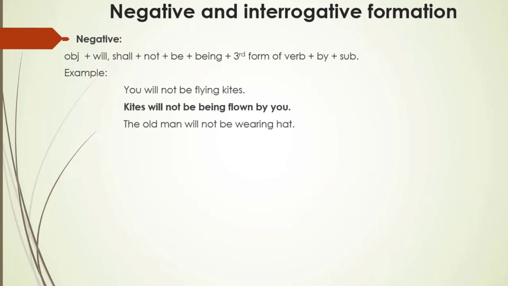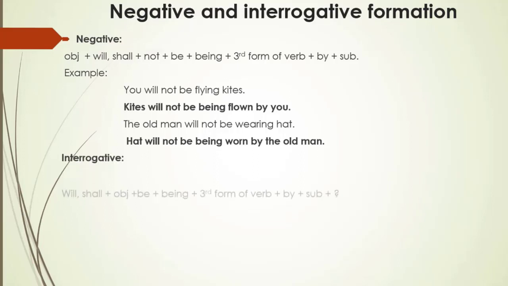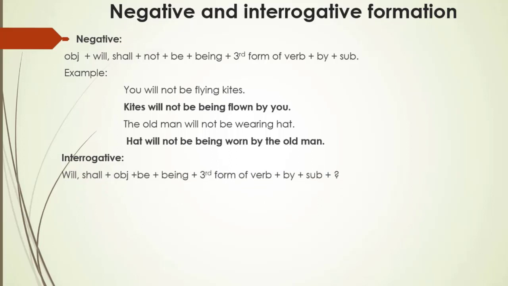The old man will not be wearing hat. Hat will not be being worn by the old man. Worn is the third form of wear. For interrogative sentences, will or shall will be used at the start of the sentence plus object plus be plus being plus third form of verb plus by plus subject plus question mark.